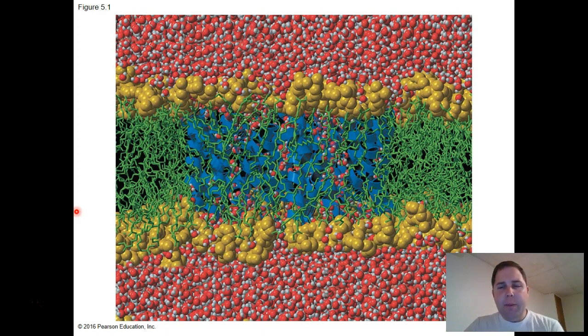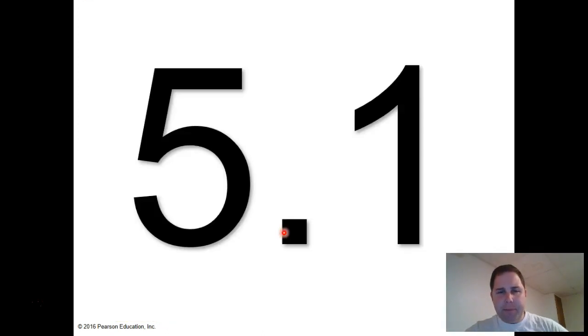So, if you remember, we started by looking at the lipid bilayer. And so this is an image of that lipid bilayer with the yellow hydrophilic heads and the green hydrophobic tails. And in this particular image, we have a blue protein that's allowing water to go through. And you should remember that this protein is a channel protein known as aquaporin. It's allowing water to move from one side of the membrane to the other. And that becomes important a little bit later in the chapter.